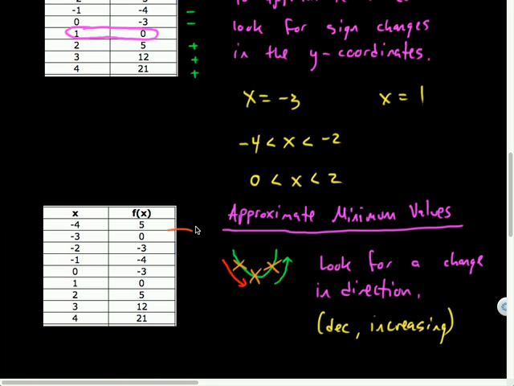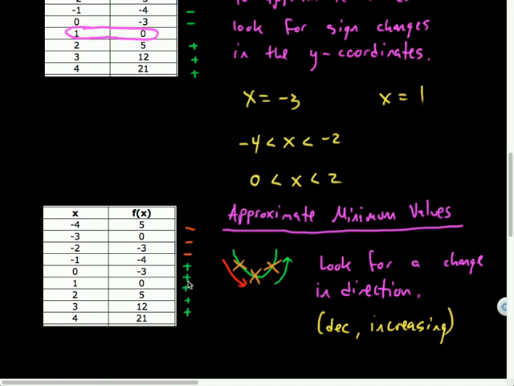So from 5 to 0, it was decreasing. From 0 to -3, is that an increase or a decrease? Decrease. From -3 to -4, increase or decrease? Decrease. From -4 to -3? Increase. Aha, right between there, it appears to have changed direction. From -3 to 0, increase or decrease? Increase. 0 to 5, increase, increase, increase, and so on.